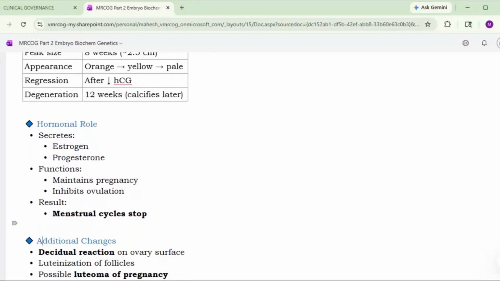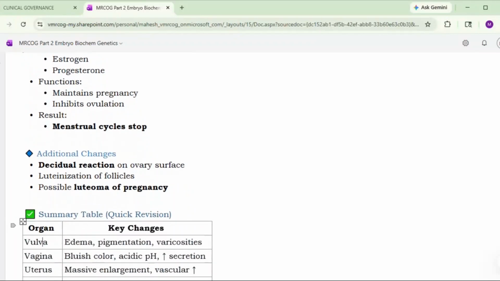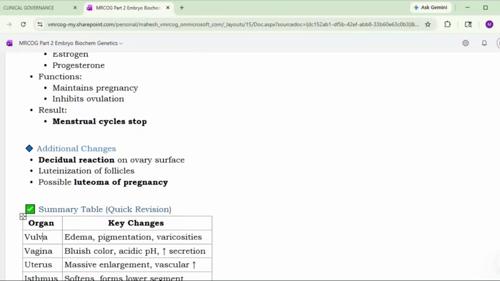Okay. What is the role of this corpus luteum? It secretes the estrogen and progesterone and maintains the pregnancy. It also inhibits the ovulation, and that is why the menstrual cycle stops. Okay. So there are additional changes. Decidual reaction is seen on the surface of the ovary. There is a luteinization of the follicles, and possible leukemia of the pregnancy may be seen.